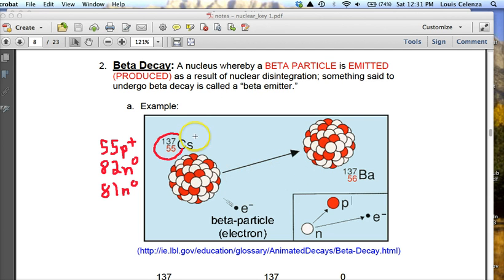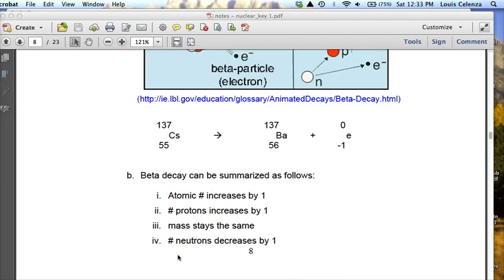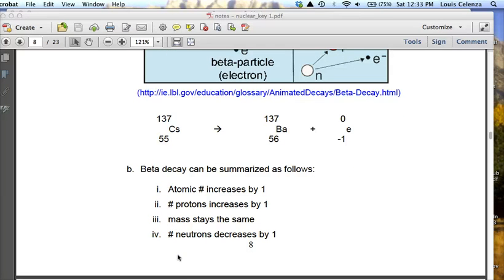So if you look at what happens, this is your parent nuclei, has a mass of 137 and atomic number 55, gives off a beta particle, and it forms a new element. But notice how the mass is the same, 137, but the atomic number went up by 1. Now, if for some reason you can't figure out why that happens, that's okay, because as long as you understand how to do a beta decay, you should be okay. So let's do a couple of examples, and you can look here. Here's one right here.